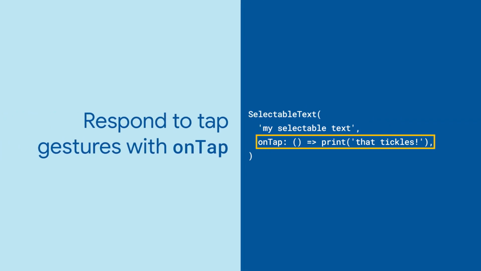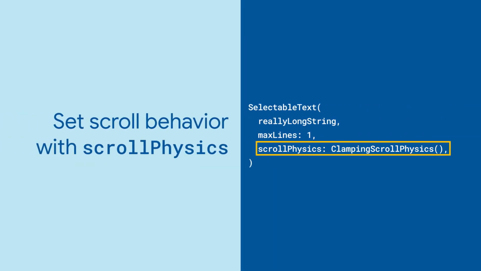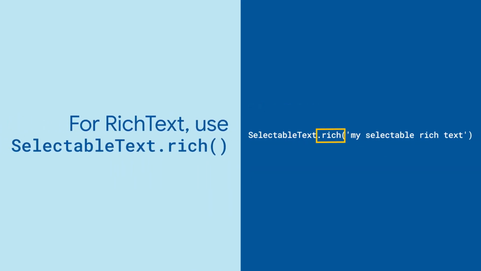You can add an on-tap handler to respond to single tap gestures. If you have overflow text, you can scroll to select more text. You can customize the scroll behavior with the scroll physics parameter. Similarly, if you want to make your rich text selectable, use the rich named constructor.